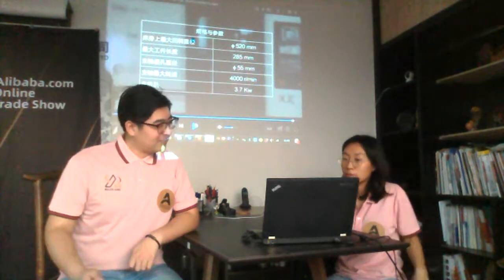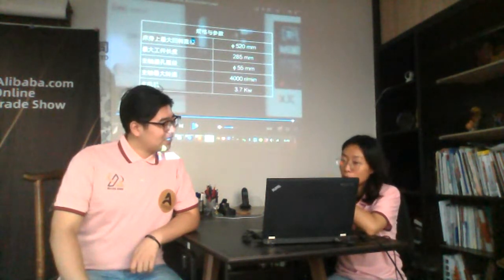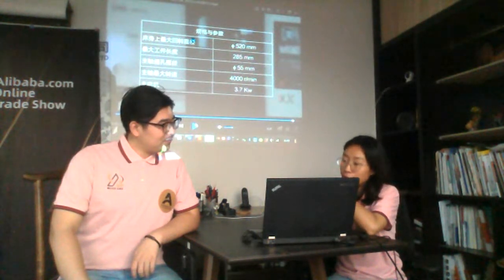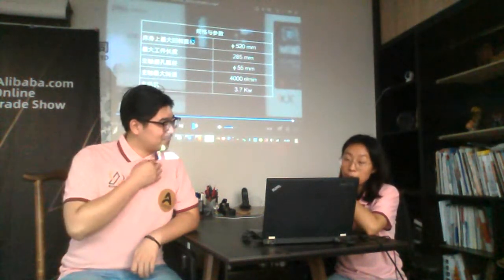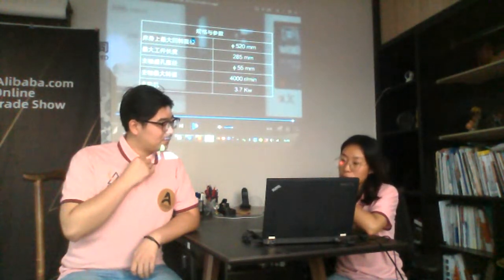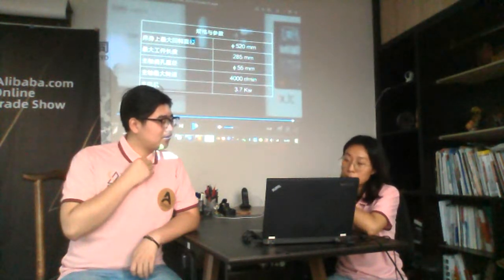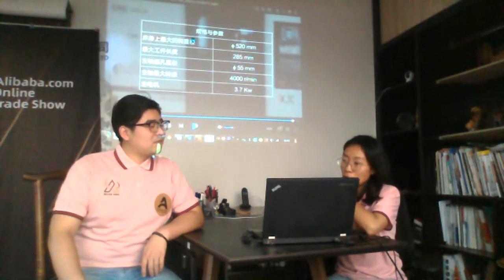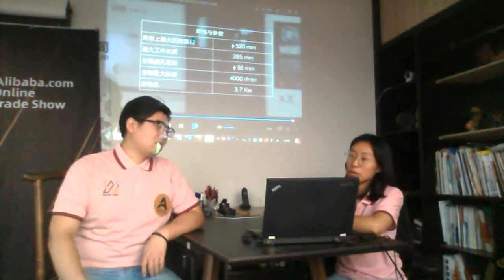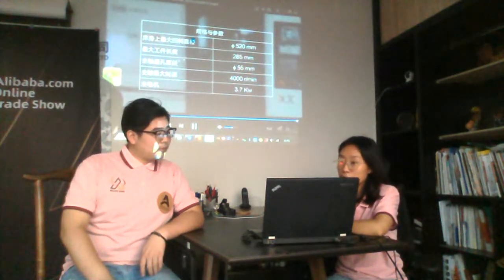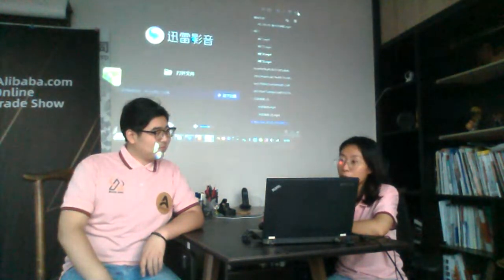85 millimeter, and the spindle through hole diameter is 55 millimeter, and the maximum spindle speed is 4,000 revolutions per minute, and the motor power is 3.7 kilowatt. And we can see the parameters.